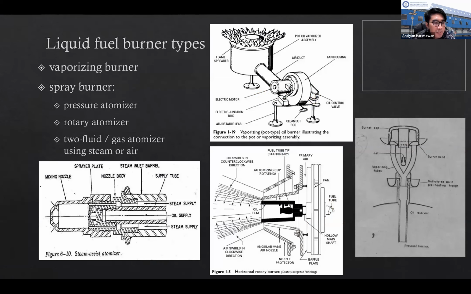The burner is basically based on how you vaporize the liquid. It can be a vaporizing burner, or it can be a spray burner. A spray burner can use a pressure atomizer, rotary atomizer, or gas atomizer using steam or air. This figure represents different types of burners used to burn the liquid fuel.